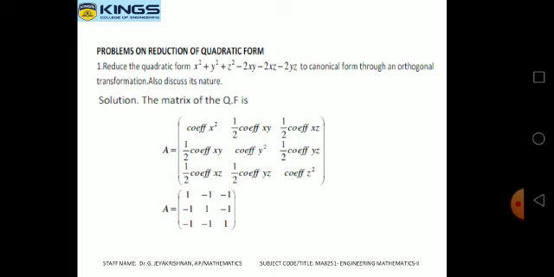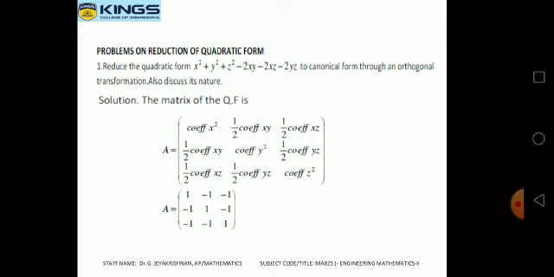Right. Next one is a problem on reduction of quadratic form. How to solve the problem of reducing a quadratic form into a canonical form? Now we see that. First one: reduce the quadratic form x square plus y square plus z square minus 2xy minus 2xz minus 2yz to a canonical form through an orthogonal transformation. Also discuss its nature. This is a very important problem.